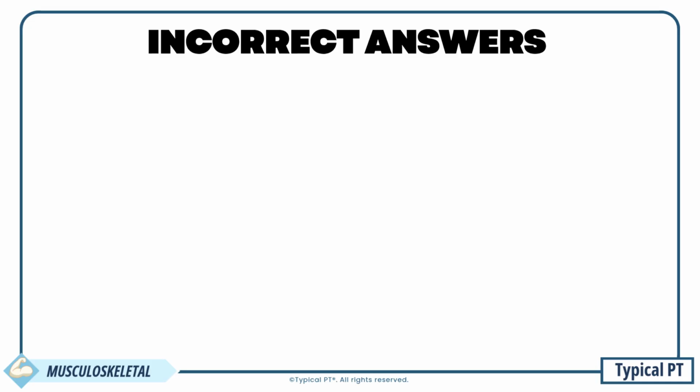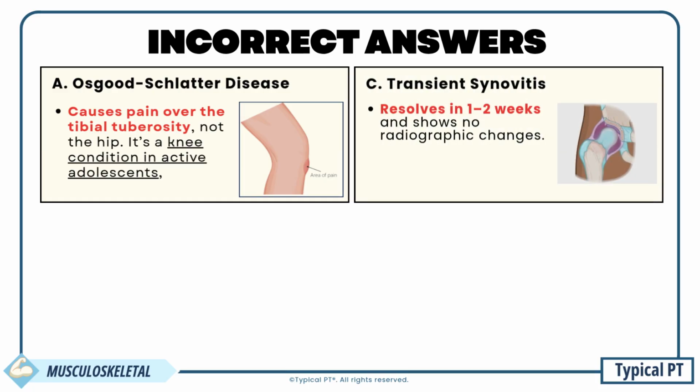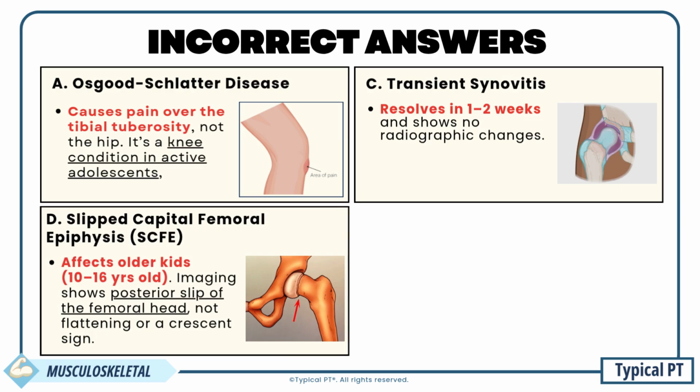Now let's see why the other options don't fit. Osgood-Schlatter disease causes pain over the tibial tuberosity, not the hip. It's a knee condition in active adolescence, so it doesn't match our patient's presentation. Transient synovitis resolves in 1 to 2 weeks and shows no radiographic changes. Our case has a longer course and clear femoral head necrosis, so this isn't it. Slipped capital femoral epiphysis, SCFE, affects older kids 10 to 16, not 7-year-olds. Imaging shows posterior slip of the femoral head, not flattening or a crescent sign.